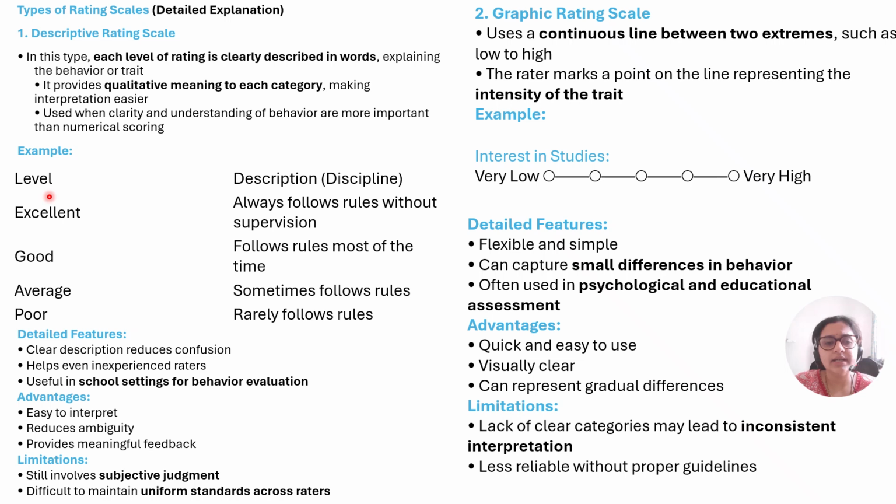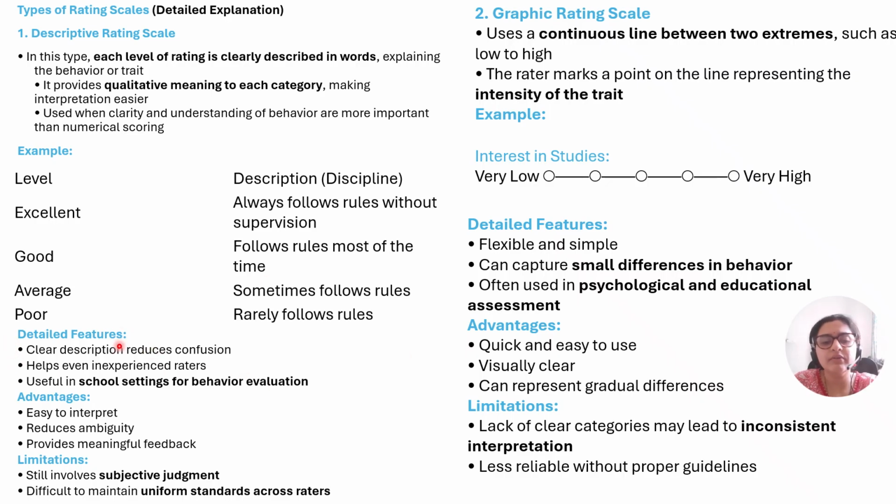Let us see a small example. Level and description. Discipline. So here we are seeing how disciplined a child is. These are the four various levels: excellent, good, average and poor. In excellent, he always follows the rules without supervision. This is the description of the level. Good, follows rules most of the time. Average, sometimes follows rules. Poor, he rarely follows rules.